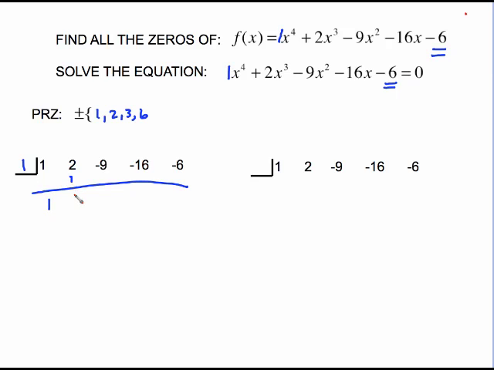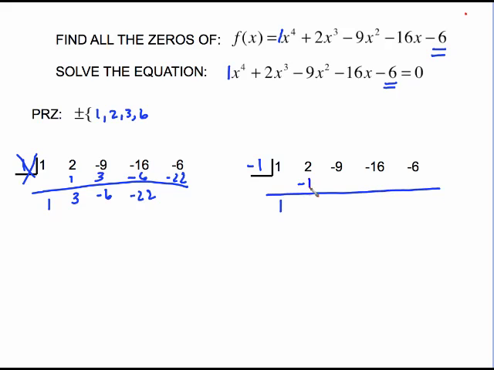1 times 1 is 1, gives me 3. 1 times 3, add and get negative 6. 1 times negative 6 is negative 6, gives me negative 22. And you can see this is not going to give you 0, so 1 does not work. So let's put negative 1 in here.